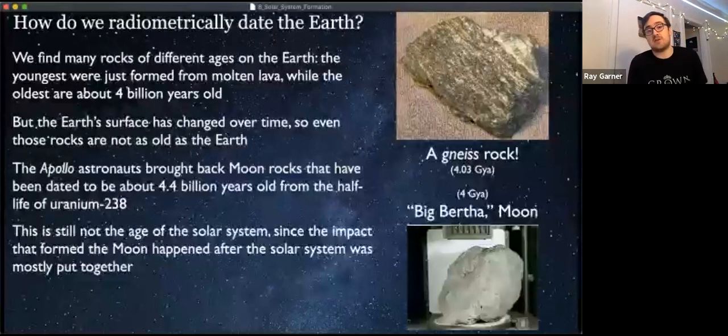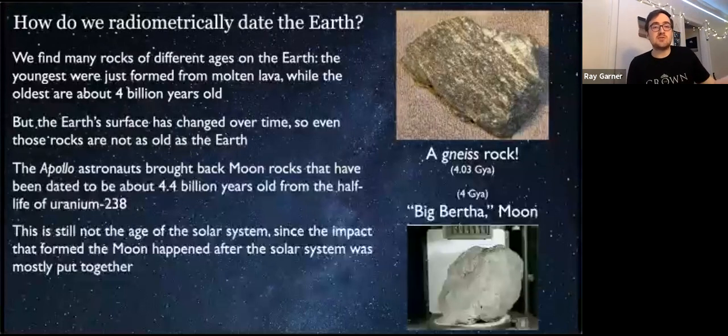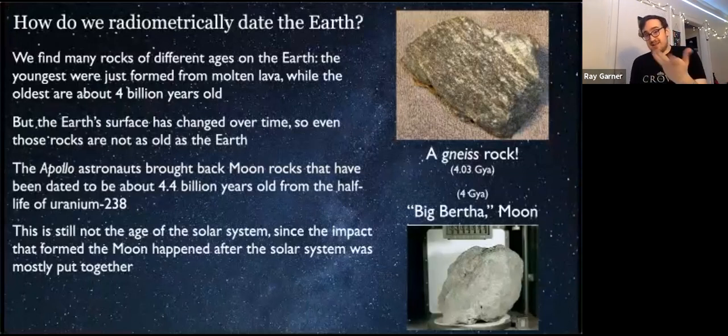So we find many rocks of different ages on the Earth. Obviously the youngest ones were just formed from molten lava. You can go to Hawaii or any place where there are active volcanoes to find very young rocks that were formed a second ago. While the oldest, and particularly there's a region of Canada with some of the oldest rocks in the world, are about 4 billion years old. An example of that is this nice rock that's about 4.03 billion years old.